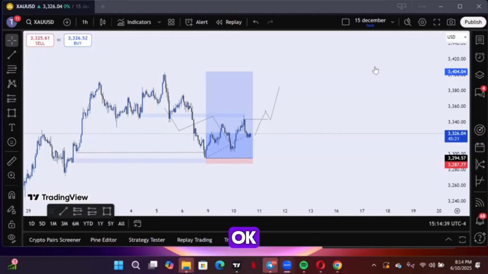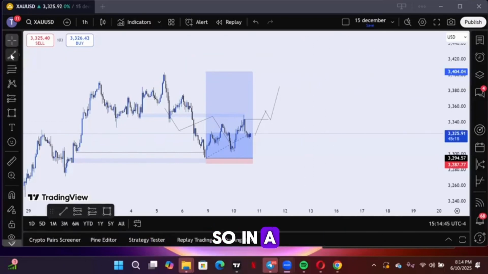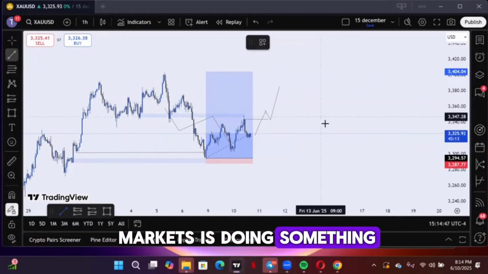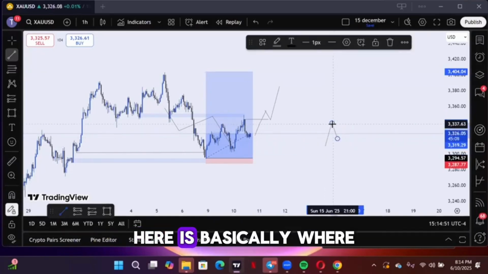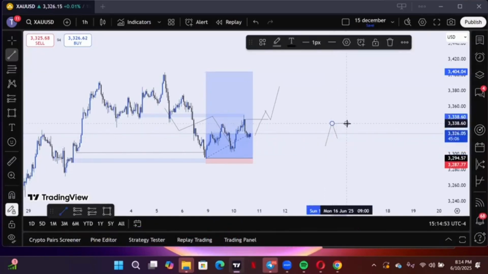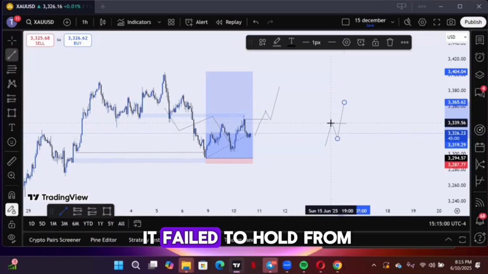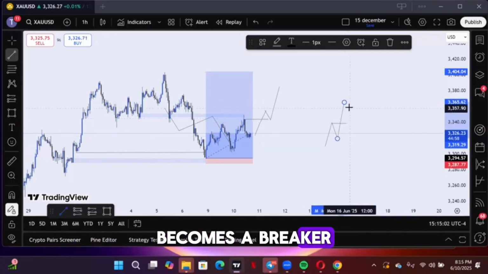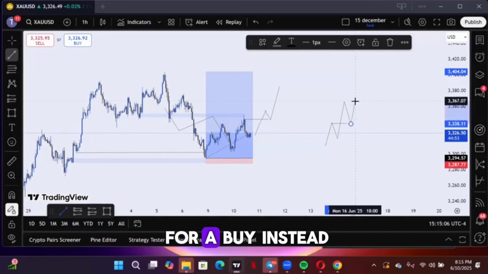Okay, so that's what a breaker block is. In a situation where the market is making higher highs and higher lows, here is basically where your order block zone is going to be. So you'd expect the market to sell from here. Then when the market does not sell from here and breaks past this zone, this zone that it failed to hold from becomes a breaker. So we expect the market to come back and retest the breaker and then use it for a buy instead.